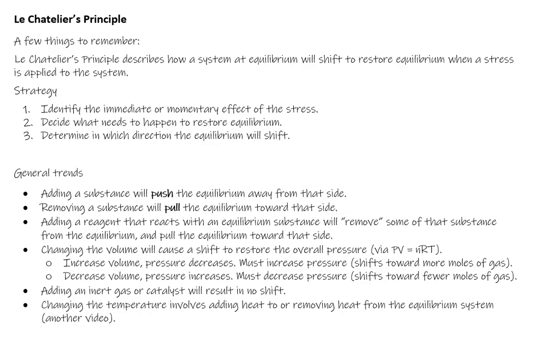Adding an inert gas or catalyst will result in no shift. An inert gas is neither part of the equilibrium system, nor is it something that will react with a substance in the equilibrium system. It is inert, so no shift occurs. Adding a catalyst would only serve to increase the rate of the reaction and speed up how fast this system reaches equilibrium. The system is already at equilibrium, so adding a catalyst has no effect. The last stress that can happen is changing the temperature, and the effect depends on whether the reaction is endothermic or exothermic. This is the topic of another video.